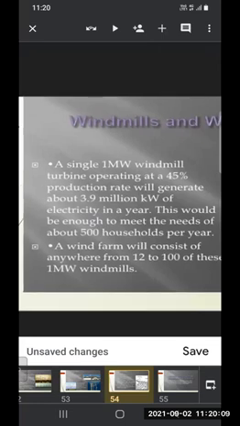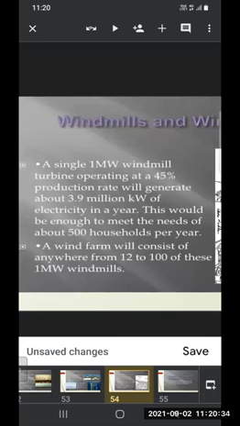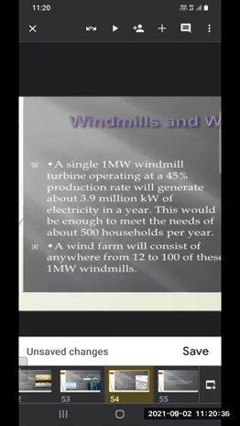A single megawatt windmill turbine operating at a 45% production rate will generate about 3.9 million kilowatts of electricity in a year. This would be enough to meet the needs of about 500 households per year. A wind farm will consist of anywhere from 12 to 100 of these 1 megawatt windmills.